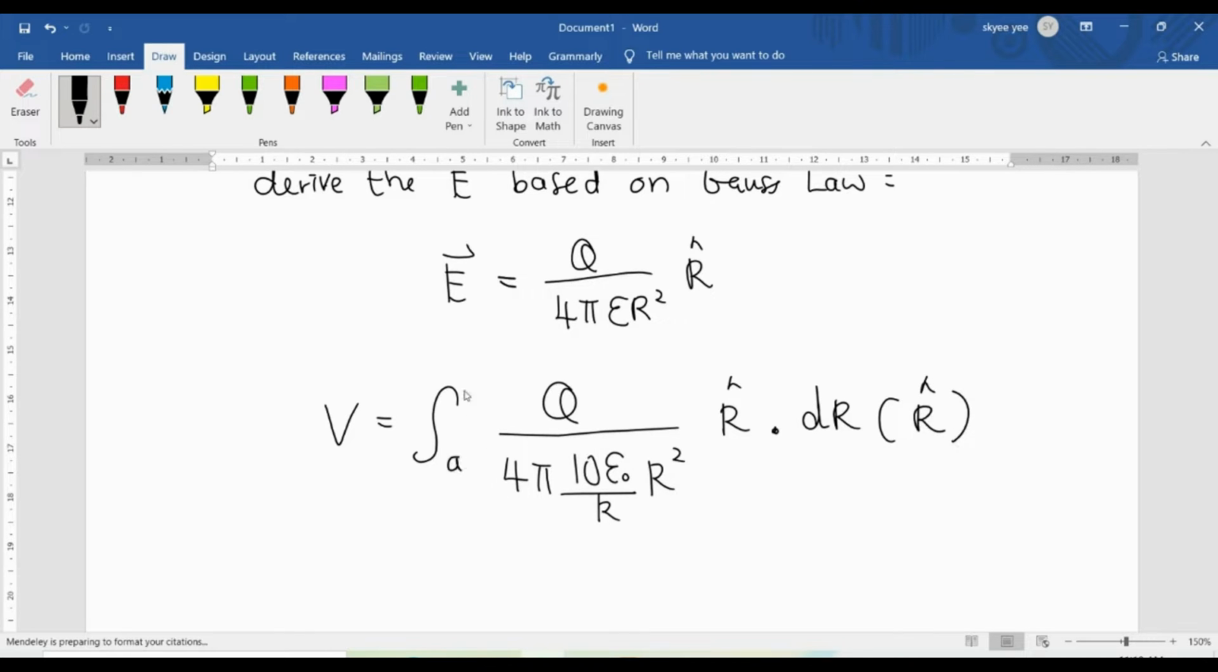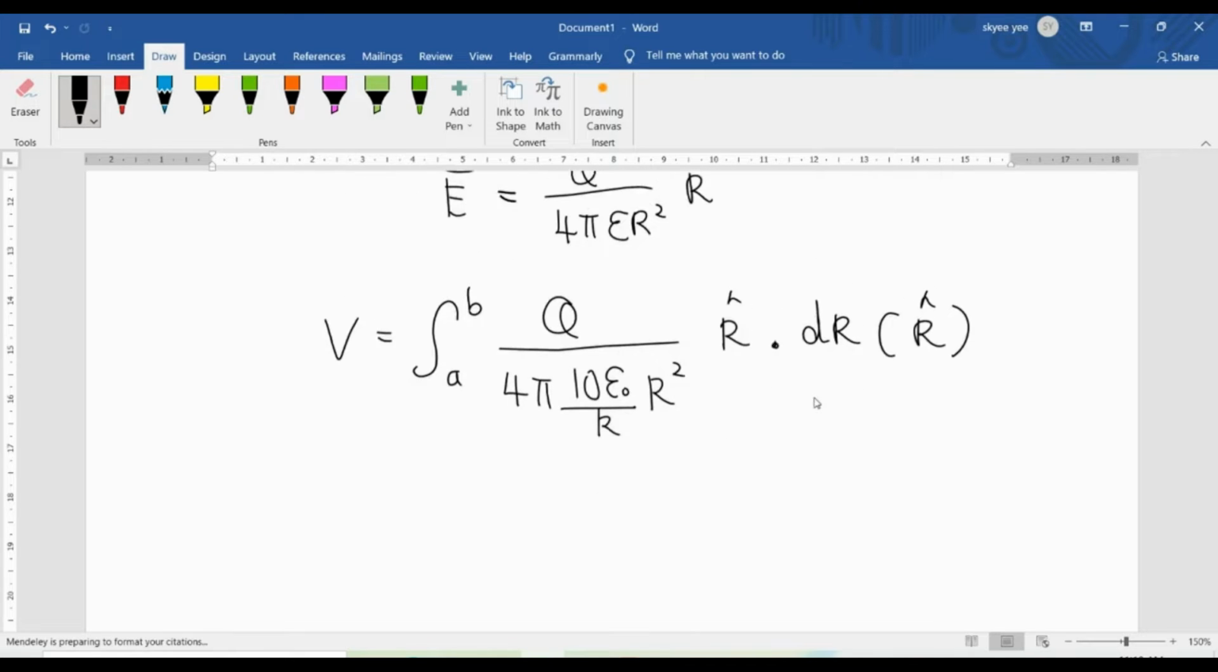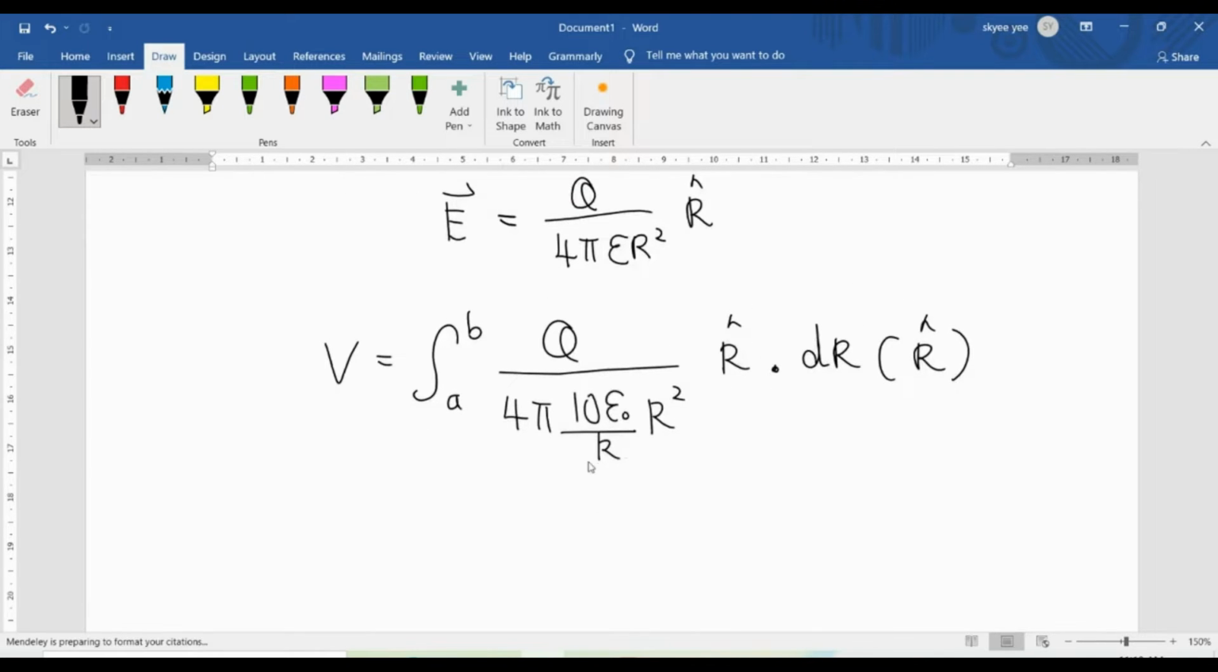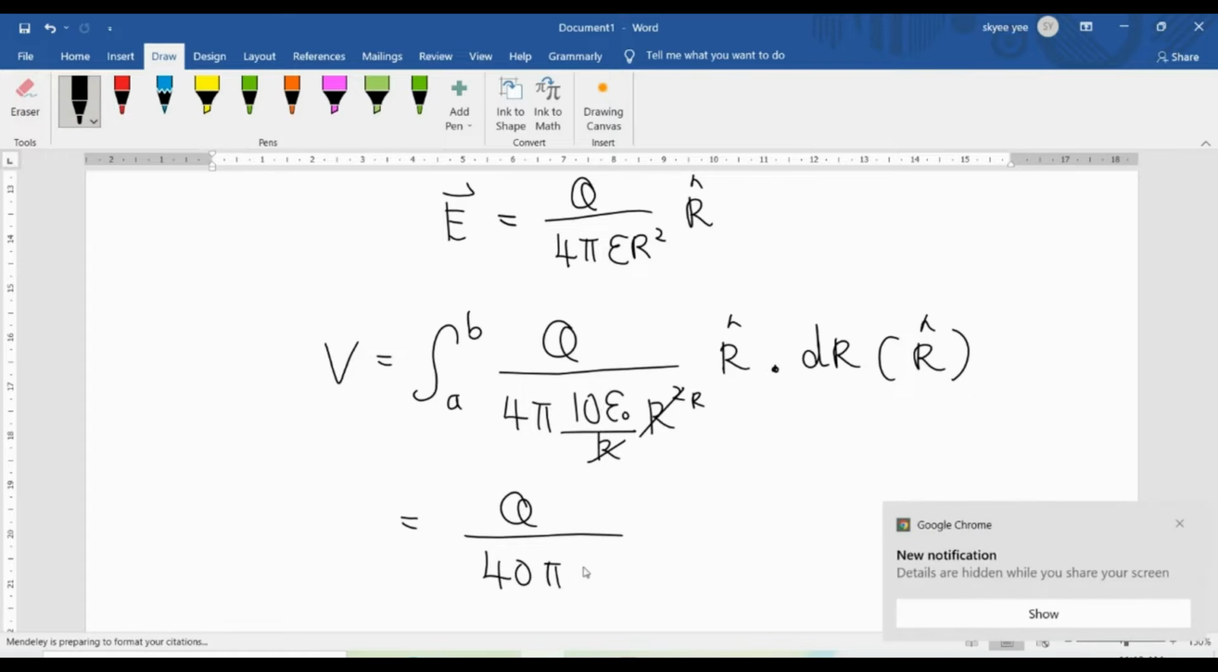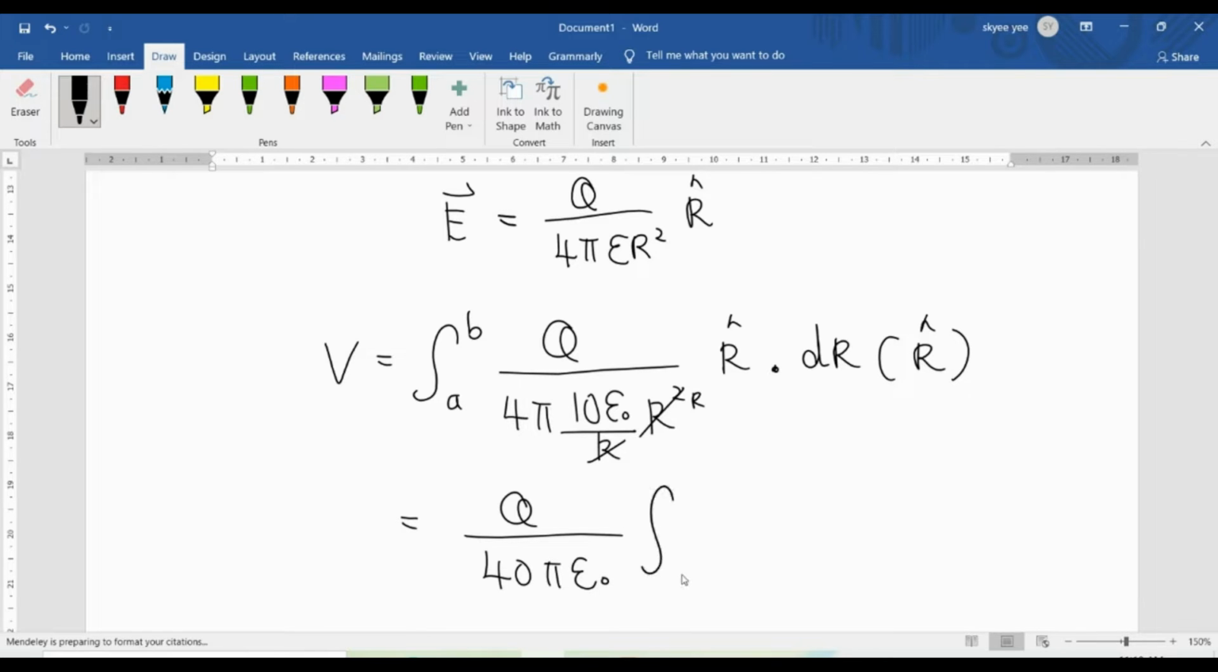Okay, so from the inner radius to the outer radius. You can see there will be some changes on the formula, because this thing is going to be cancelled with this, so you left the R. You take out the constant, so this one will be 4π epsilon naught. You integrate A to B, so this has become 1 over R dr.